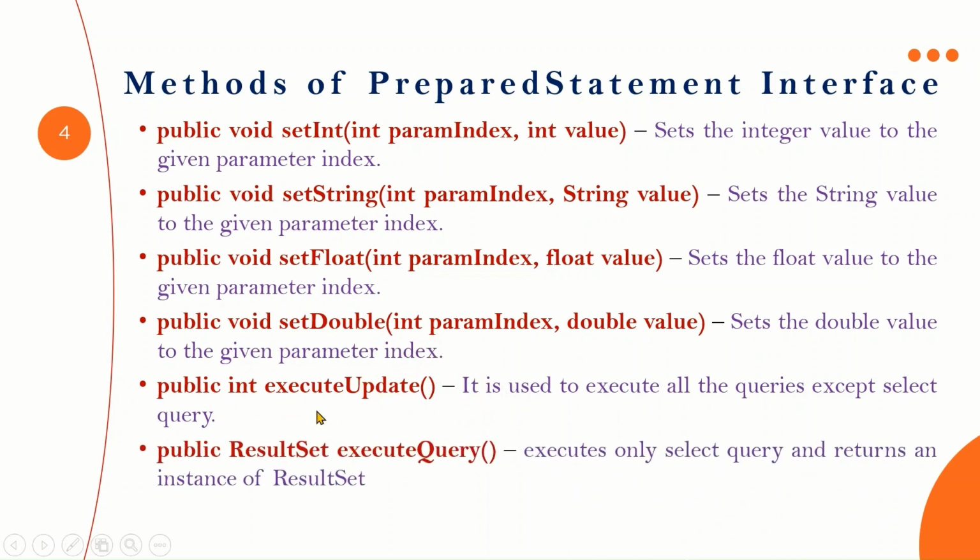The executeQuery method executes only the select query and returns an instance of the ResultSet. When I write a select query, I am trying to retrieve some data from the table, which you are going to store into this ResultSet, which is temporary memory, and from that I am going to take out one record and print the values.